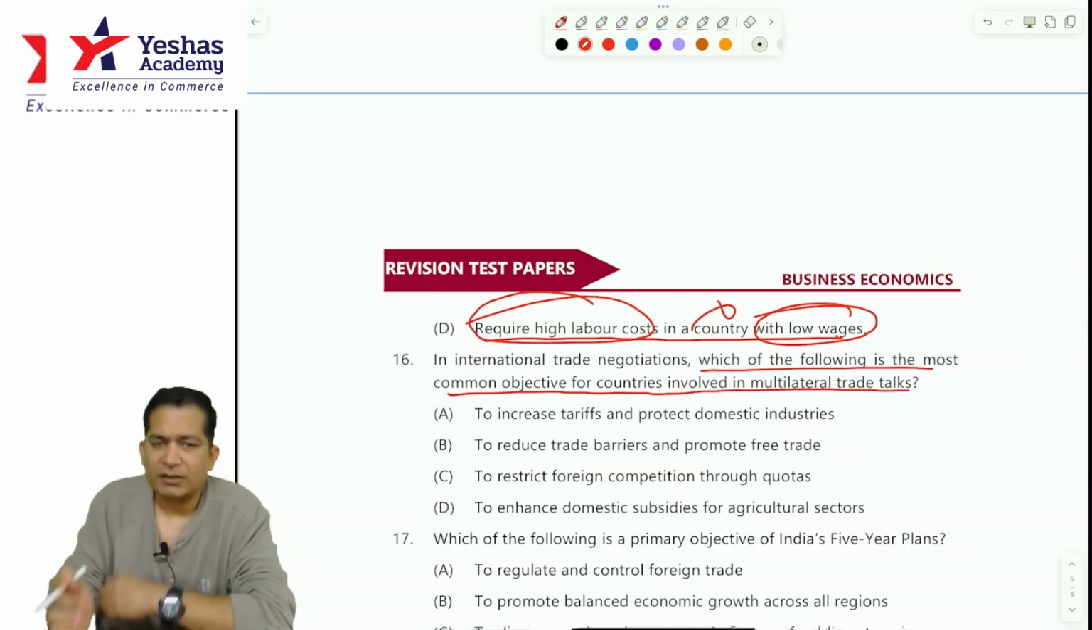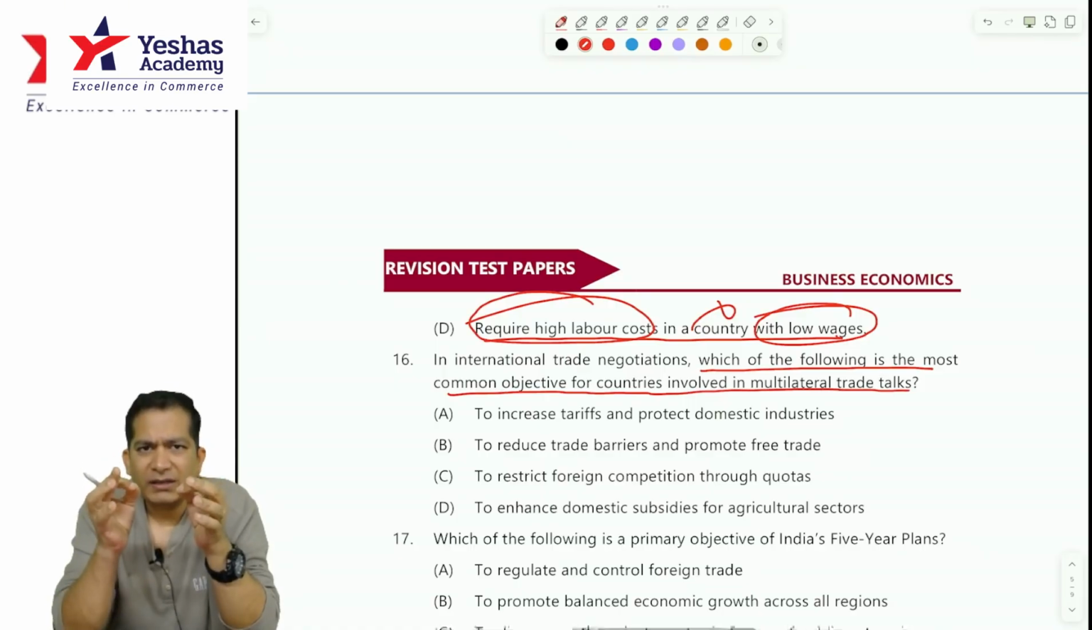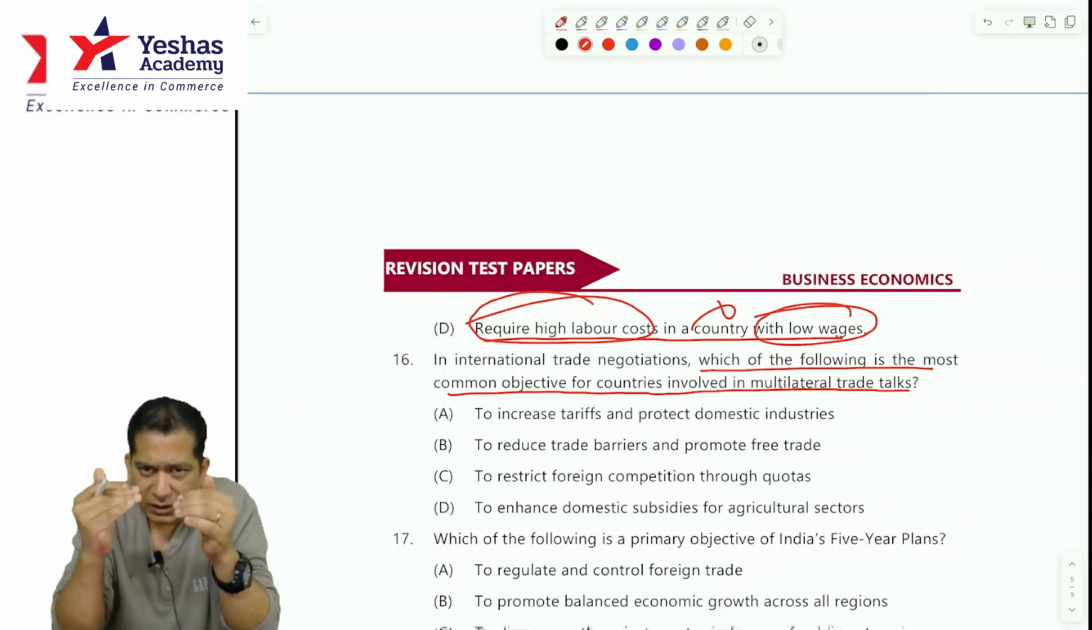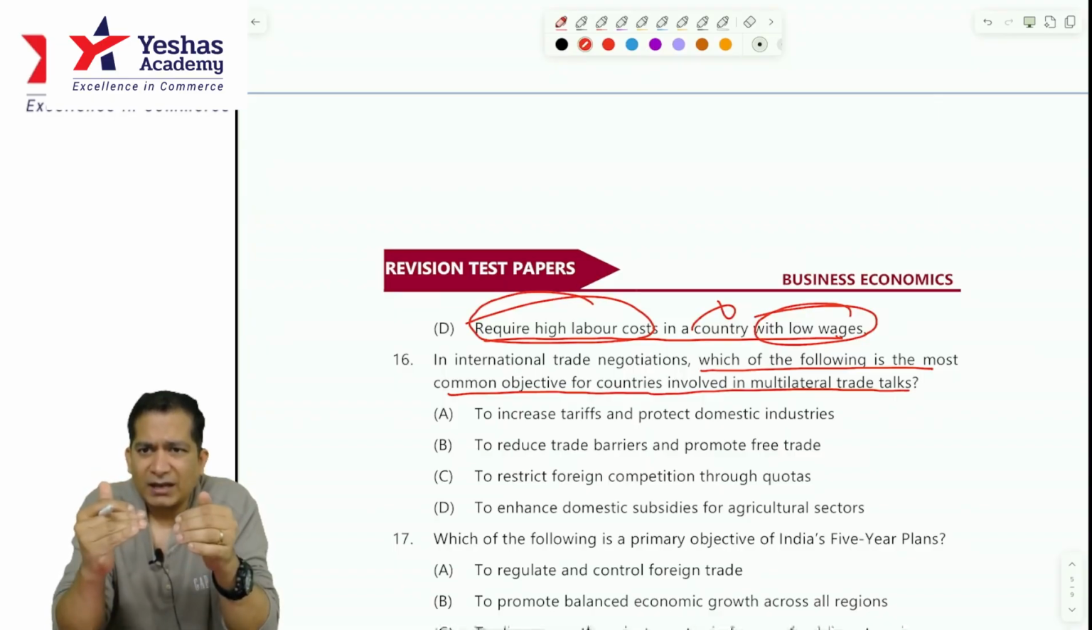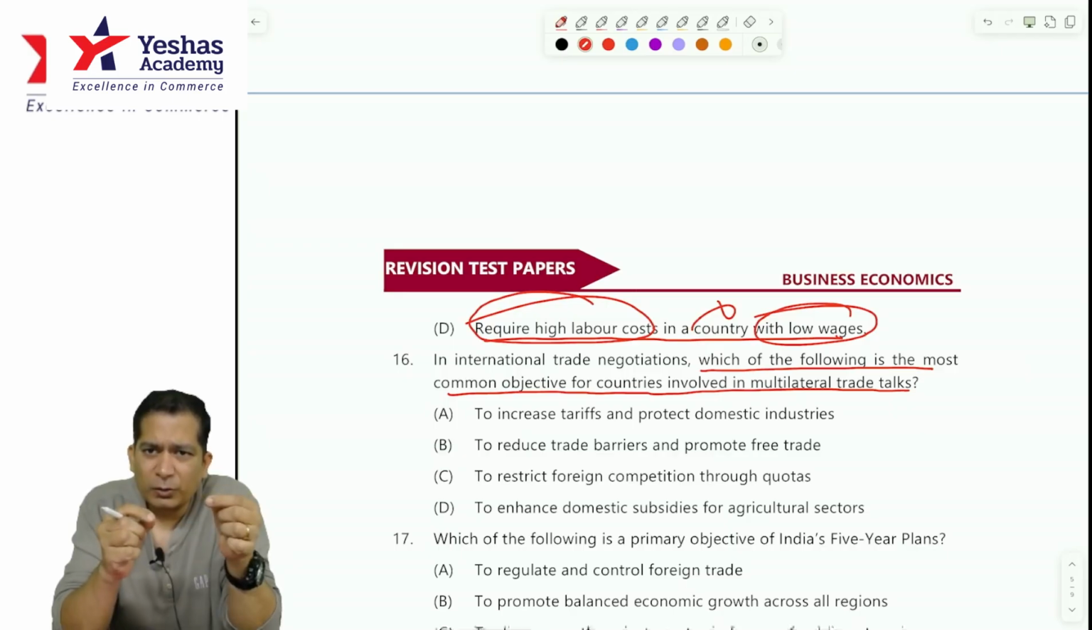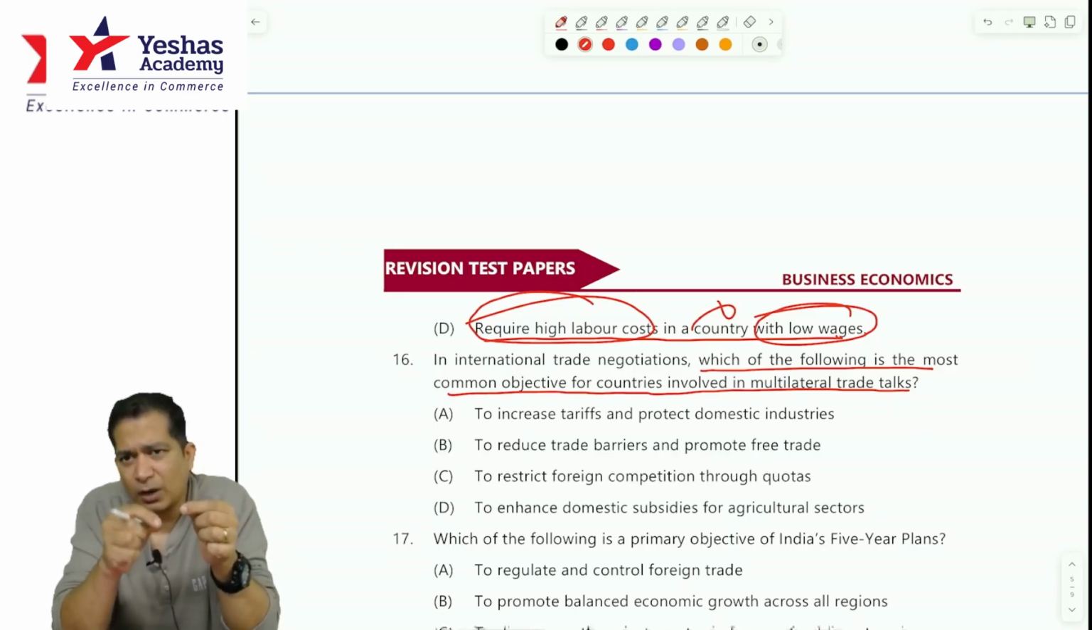Next. In international trade negotiation, which of the following is the most common objective of countries involved in multilateral trade? So when one country is undergoing a negotiation with another country, they will both try to reduce the rate of taxes that one country is charging from another. For example, if India is dealing with America, America will want to impose a higher rate of import duty on Indian goods, and India will want to impose a higher rate of import duty on American goods.